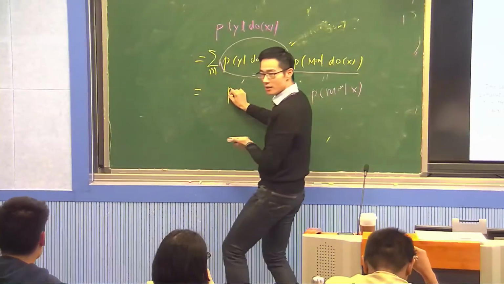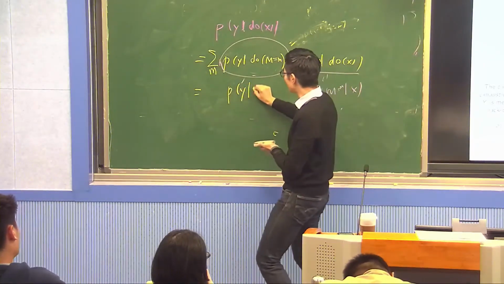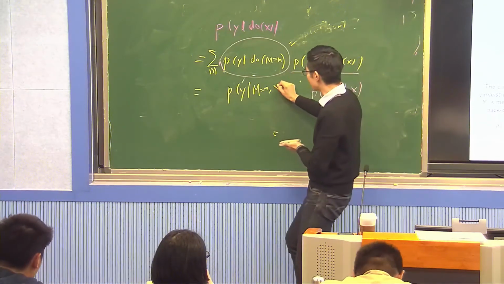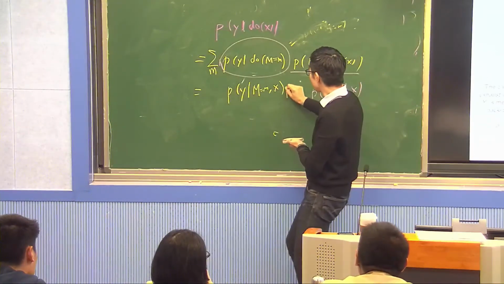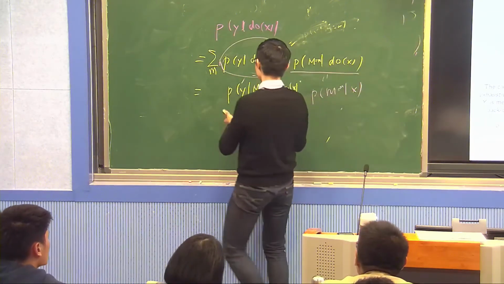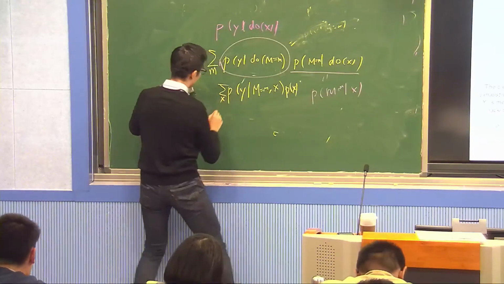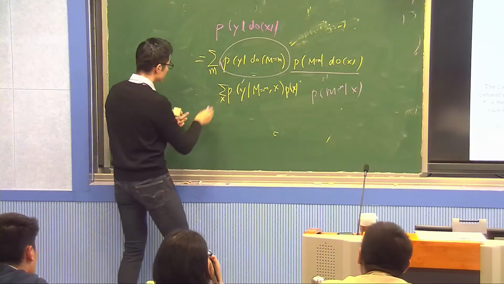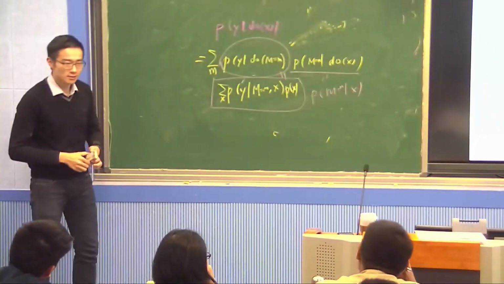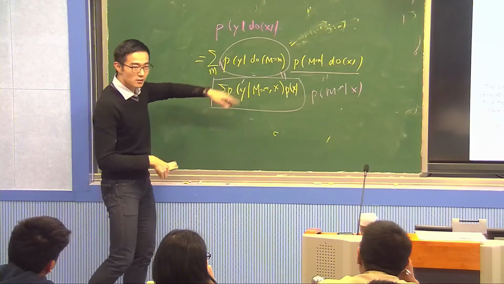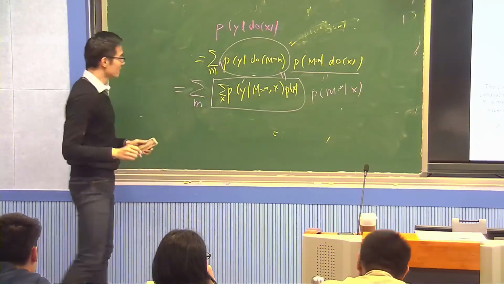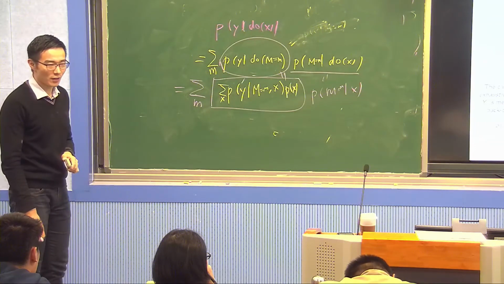So this is equal to P(y | m, x) times P(x), summed over the values of x. So this is equal to this. Finally, our formula is that. That's our final formula.